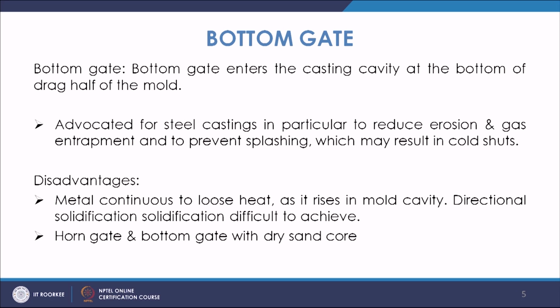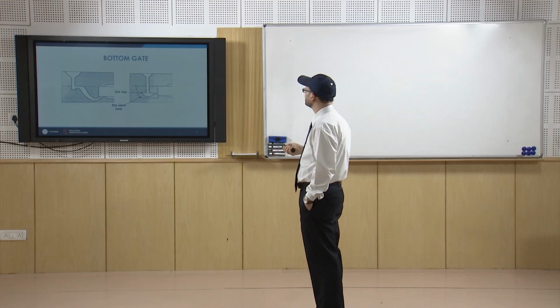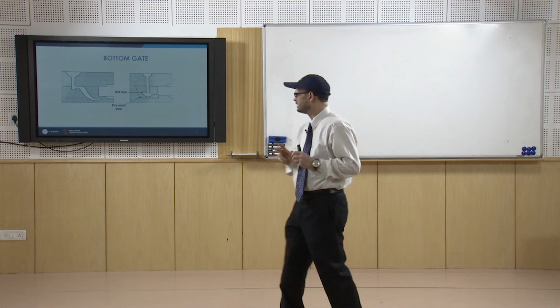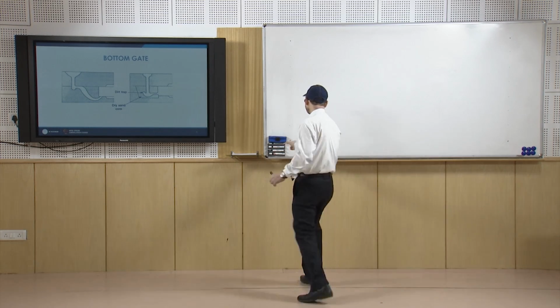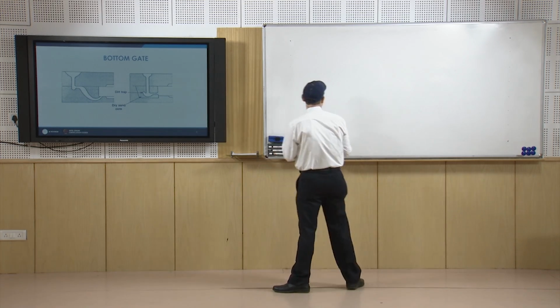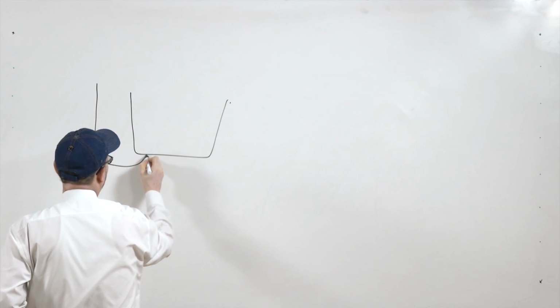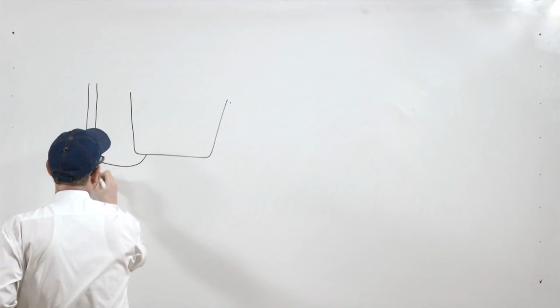Now, the disadvantage is that metal is continuously losing heat as it rises in the mold cavity. So, directional solidification is difficult to achieve, and it has two varieties. Basically, one is the horn gate. So, what happens in the bottom gate? As you see in the bottom gate, the entry of metal is from here.